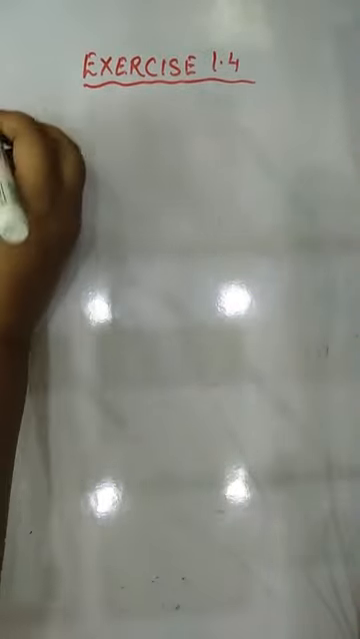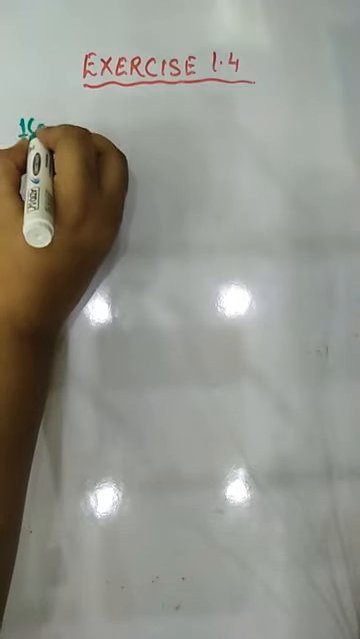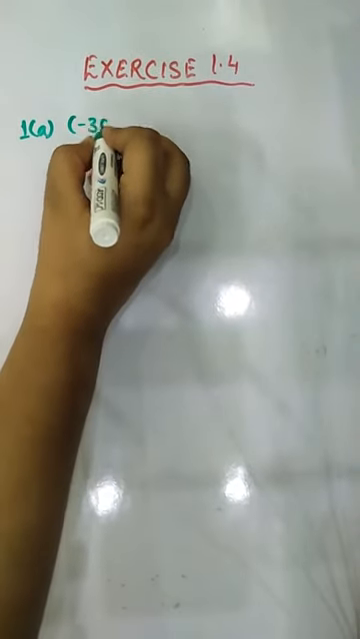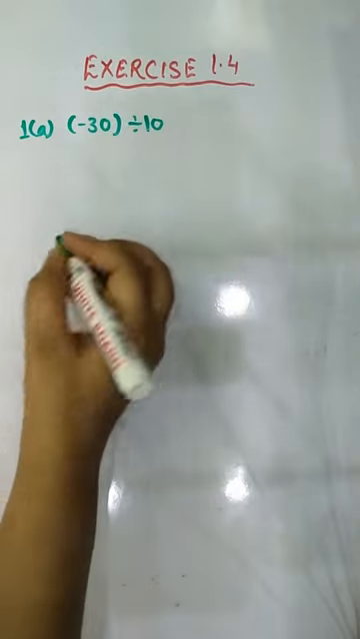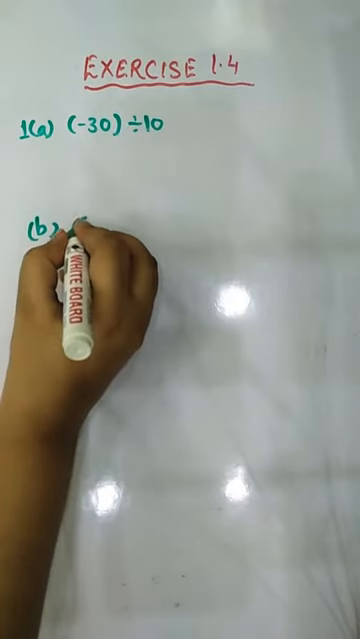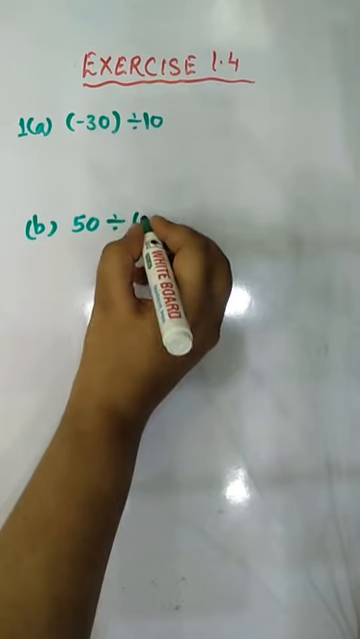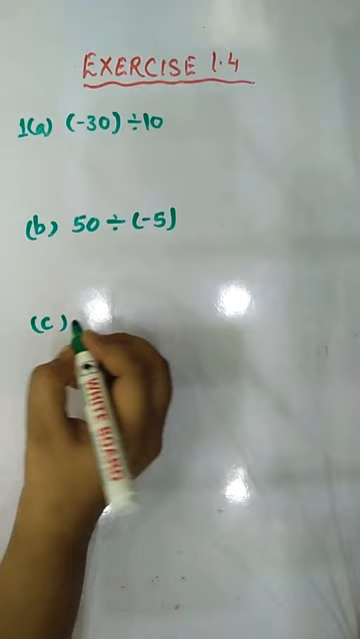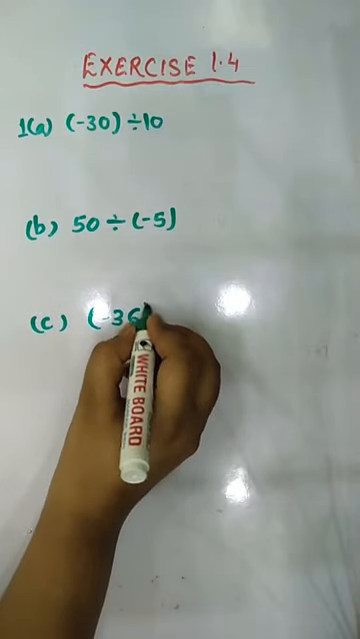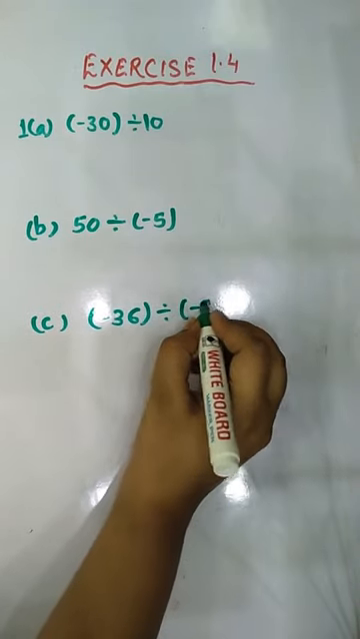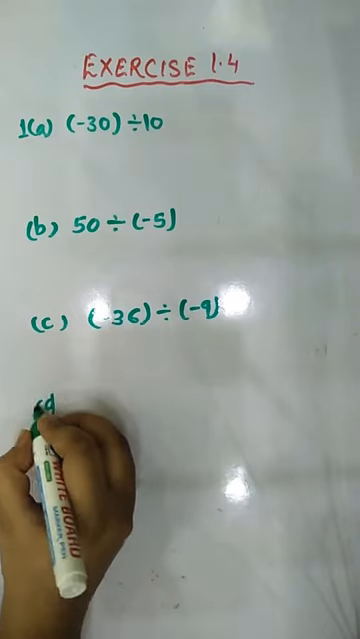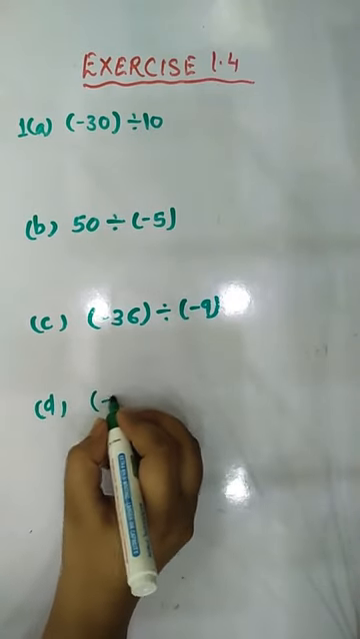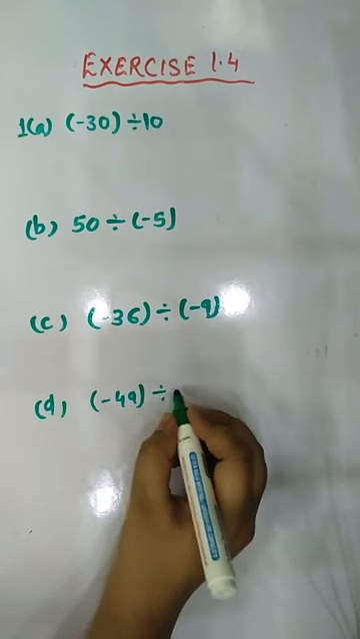Now the first question, evaluate each of the following. The first question says you have to evaluate each of the following, that is minus 30 divided by 10, then 50 divided by minus 5. See, I am writing the question because I will do it all at once. Divided by minus 9. Then minus 49 divided by minus 49.